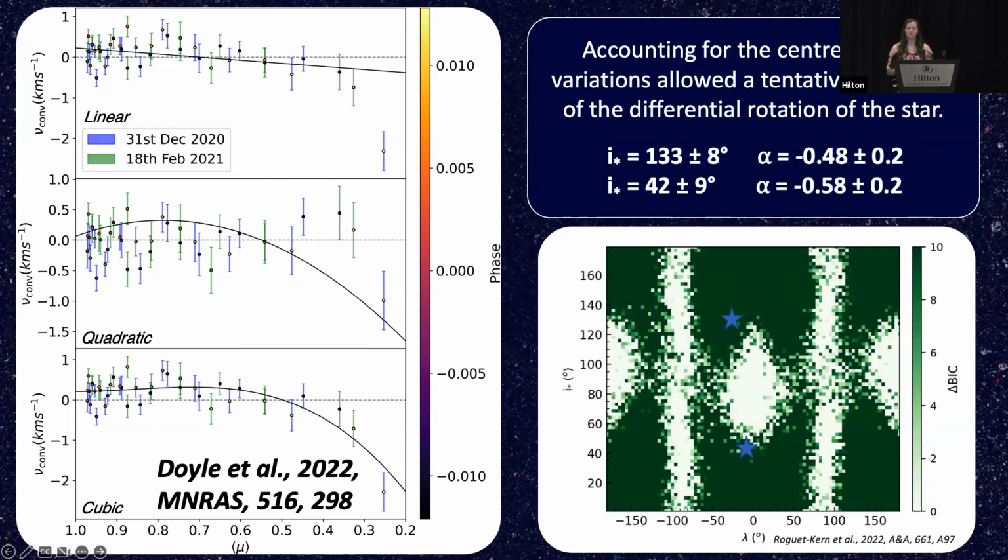And here, this plot I'm showing is the optimal parameter space for detecting differential rotation over solid body. And you can see that these two scenarios do fit in the dark green regions, which suggests that we should be able to get a differential rotation detection.